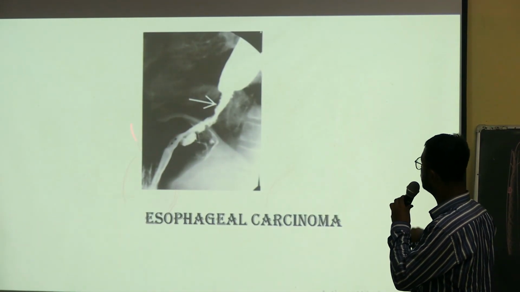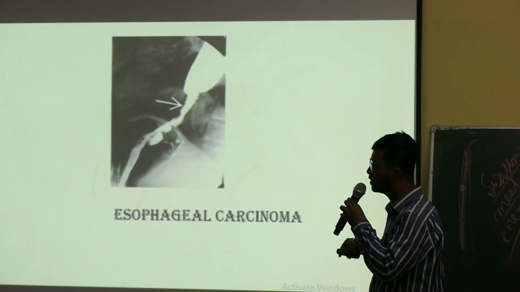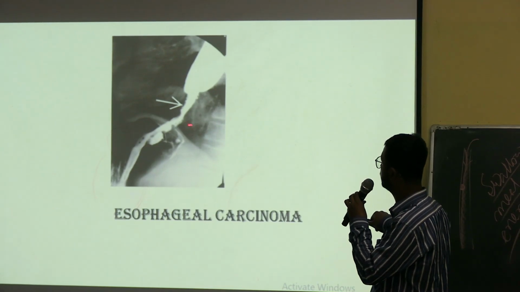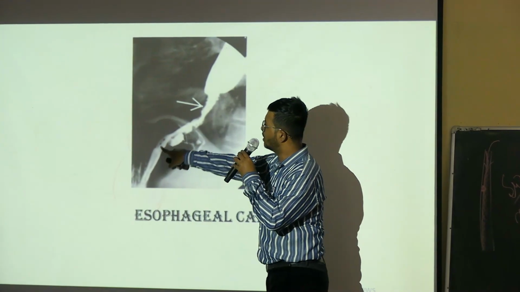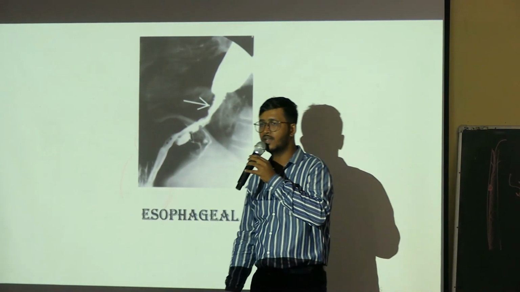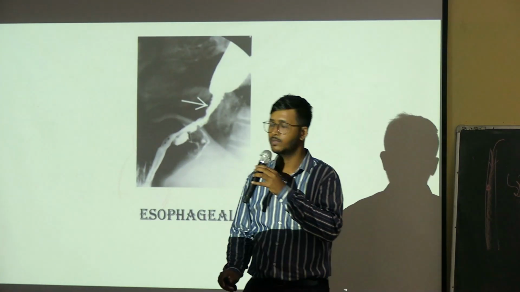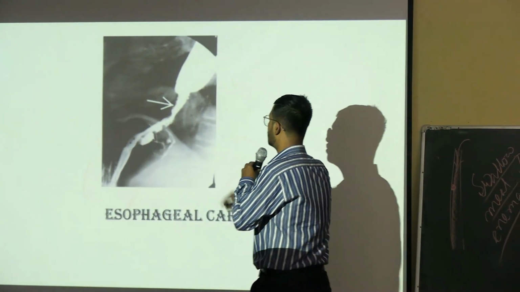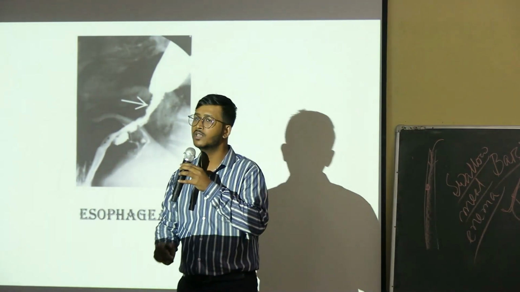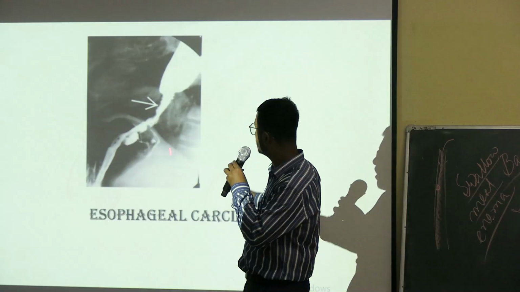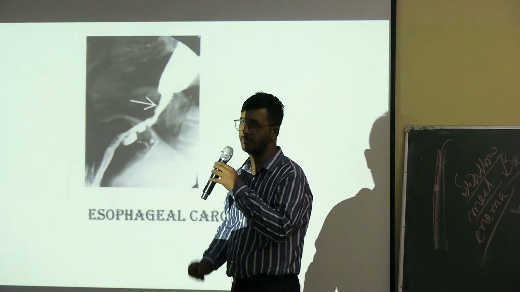Now this is a pathology of the esophagus, esophageal carcinoma. This is a cancer of the esophagus. Here you can see this pattern. This pattern is known as the rat tail sign of the esophagus. Not important. I am just telling the features. For your level, you just need to tell that this is a pathological condition and this is the picture of the esophagus. That much is sufficient.